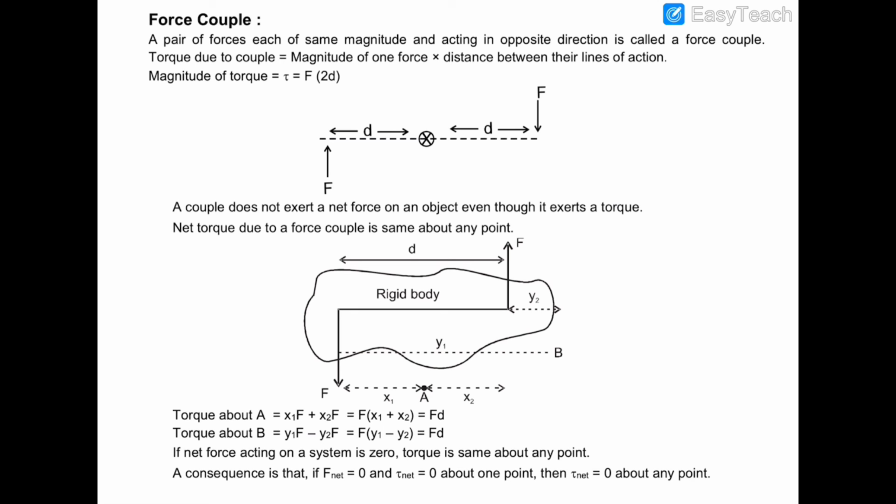So conclusively, a force couple has two forces of equal magnitude which are acting in opposite directions, and the force couple has no net force acting on the system, but the net torque of a force couple is the product of any one force with the distance between the two forces. It is also important to note that the net torque of a force couple is the same in the complete system about any point. So let's move on to the next topic.